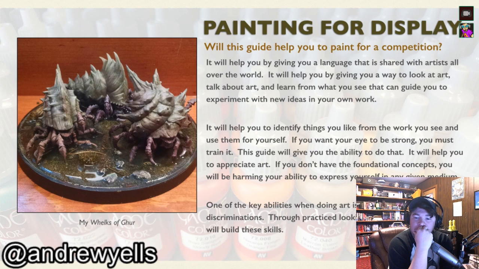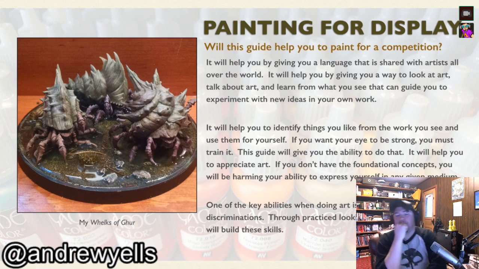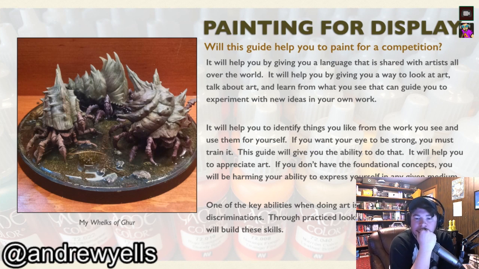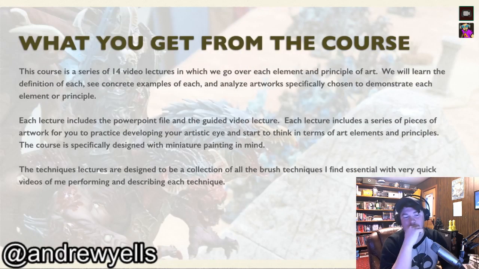If you want your eye to be strong, you have to practice. It's not just about watching videos. It's about looking at things for extended periods of time and seeing how those elements and principles are combining to get to the emotionality of the piece or the story of the piece. So this guide is going to give you the ability to do that. You can appreciate art. If you don't have these foundational concepts, you're going to harm yourself. So that's why we're trying to get a way to talk about painting, and specifically mini painting here. The practice looking, that's what we're doing.